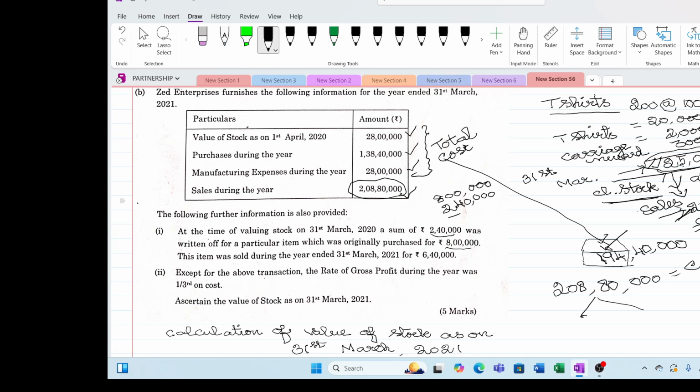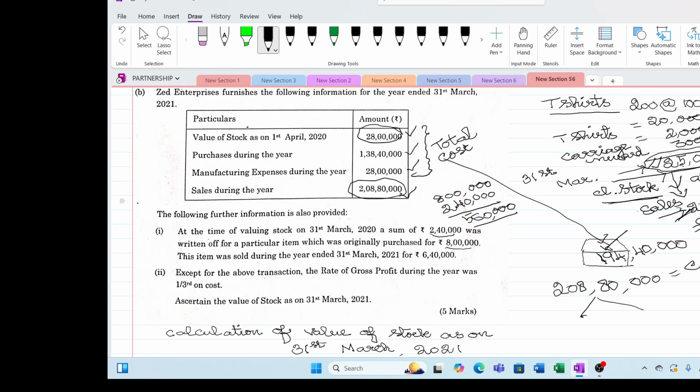Now how much have they reduced? 2,40,000. When did they reduce it? In the beginning itself, this item is included in this 28 lakh. How much cost is included? 5,60,000 is included in 28 lakh. Okay. I am going to sell all those items, including that item.